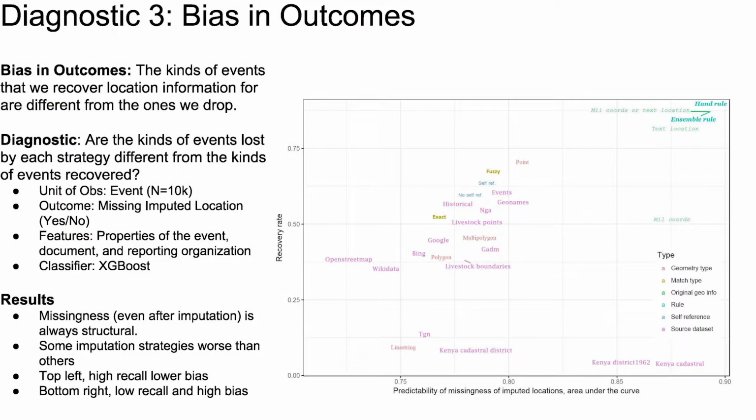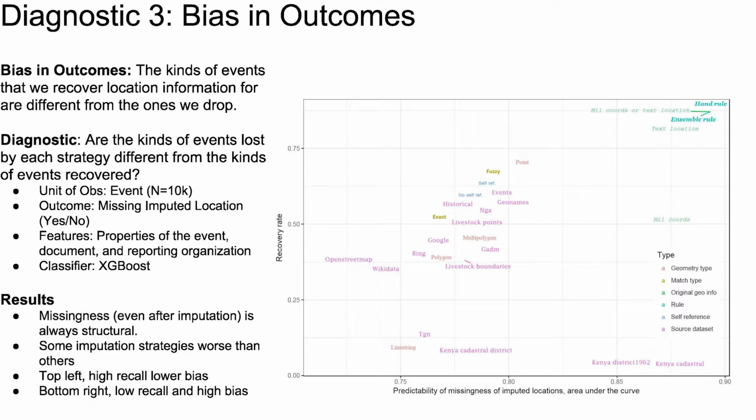The third diagnostic is going to be bias in outcomes, which is to say that in the same way we were worried about missingness not being random, we don't want imputation to not be random either. We don't want to be adding locations to a specific kind of event and skewing our analysis towards those kinds of events. So we're going to keep recall on the y-axis here, just as before. But on the x-axis, we're going to put the predictability of missingness as a function of things we know about each event. So again, you want to be in the top left.